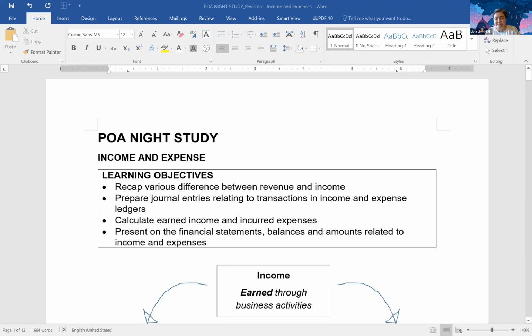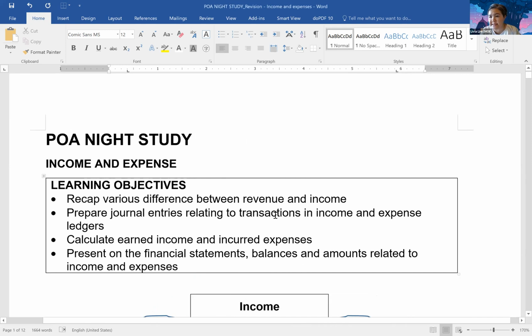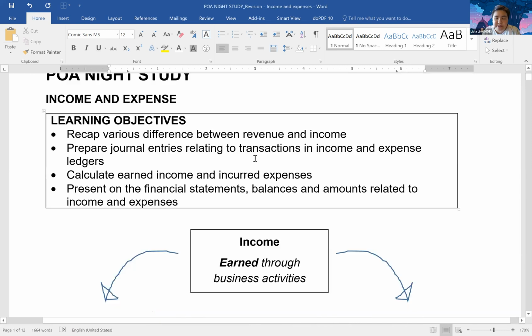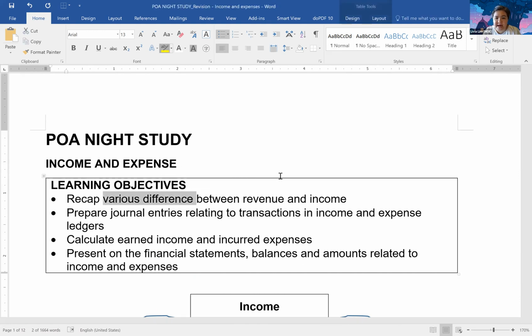So what I'm going to do now is start to show my screen. In this night study lesson, we are going to focus on income and expenses, and I think that is always a difficulty. In this 1.5 hours, we are going to recap some differences between income and revenue. So what is the difference between revenue and income?